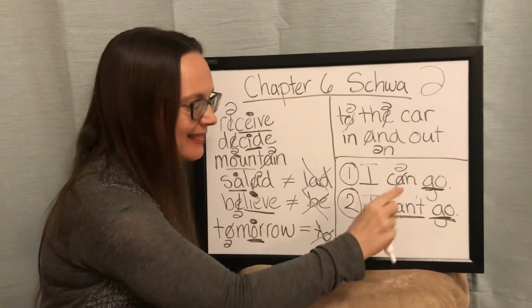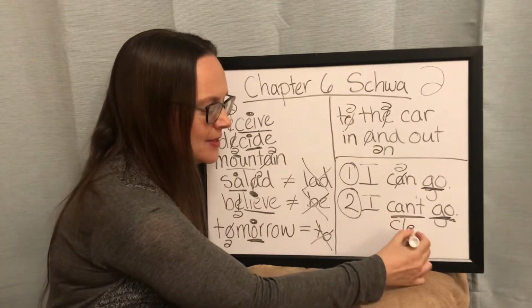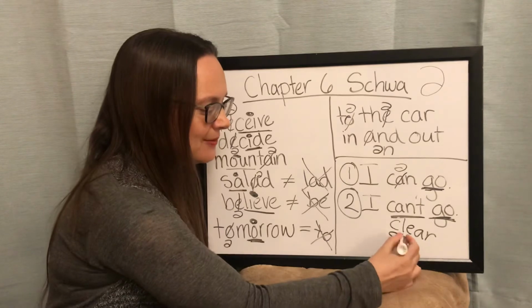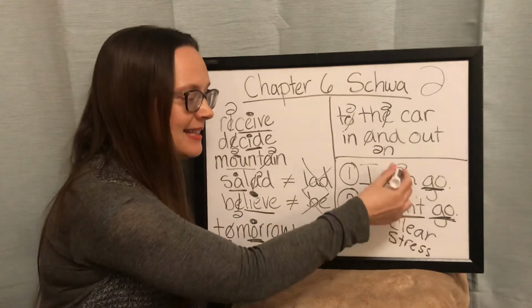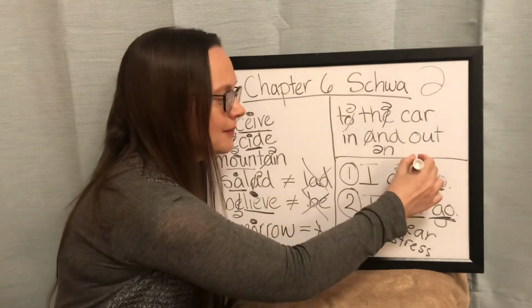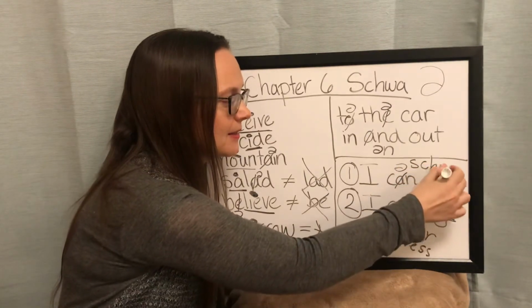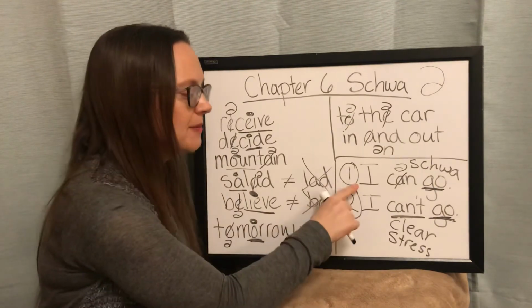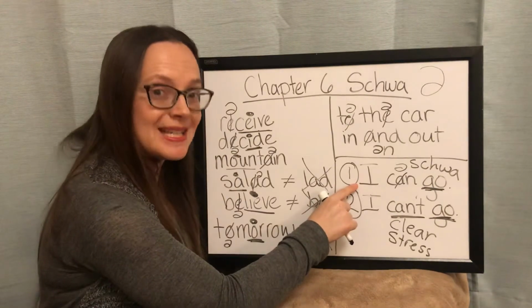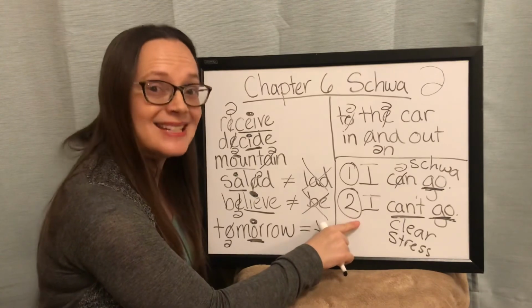So you should hear a clear vowel on the stressed negative. And you should hear an unclear vowel, a schwa, here on the unstressed can. Try again for me. I can go. I can't go.